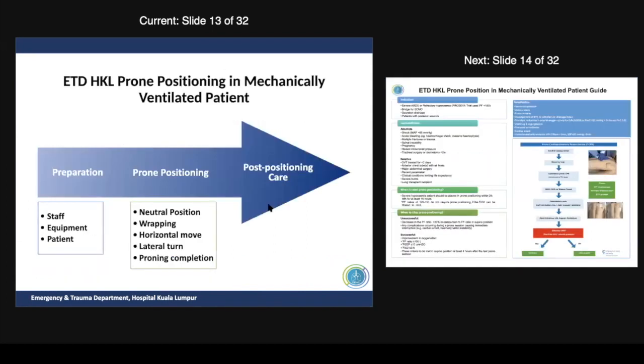So when we want to prone position, there are 3 major steps. Number 1, preparation. In our paper, the preparation is given in 3 parts. 1, preparation of the staff, okay. Number 2, preparation of the equipment, and number 3, preparation of the patient himself. Okay, the second part is prone position, where everyone turns the patient over. But what we always forget is the post positioning care. Just as there is post intubation care, for proning we also have post positioning care. Okay, let's go and see.